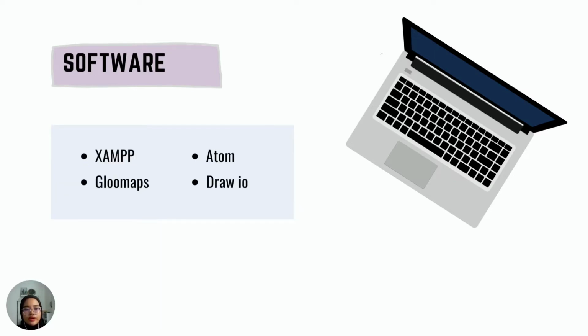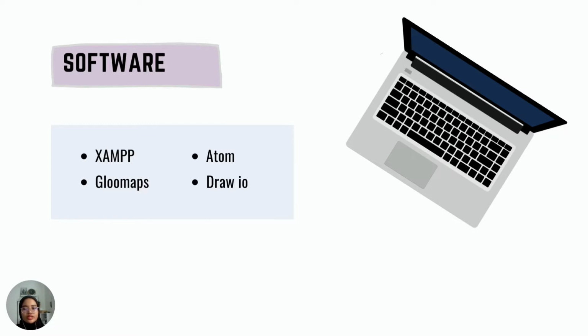Next is the software. So there are 4 software used during this development. The first one is XAMPP. XAMPP is actually an abbreviation for cross-platform. So it has Apache, MySQL, PHP, and Perl. And it allows you to build a WordPress site offline on a local server on your computers.